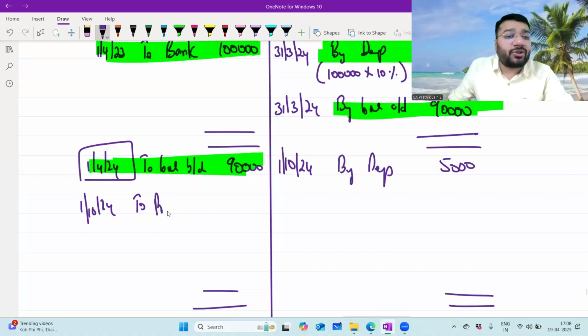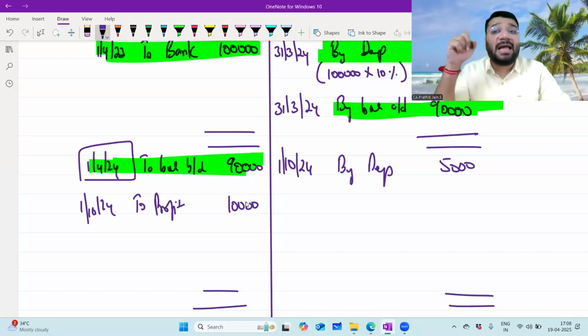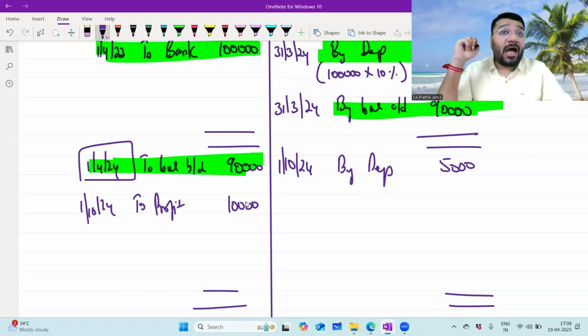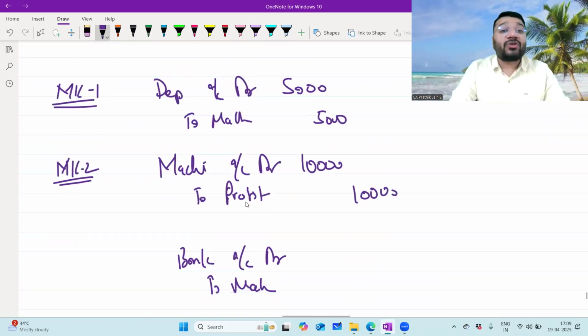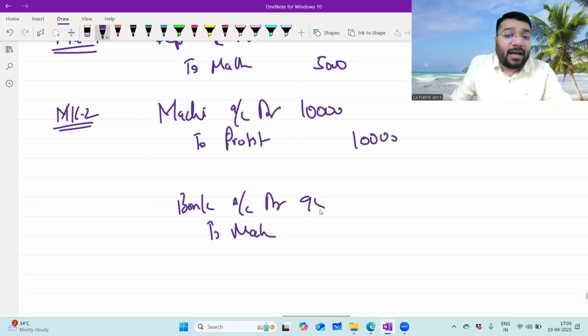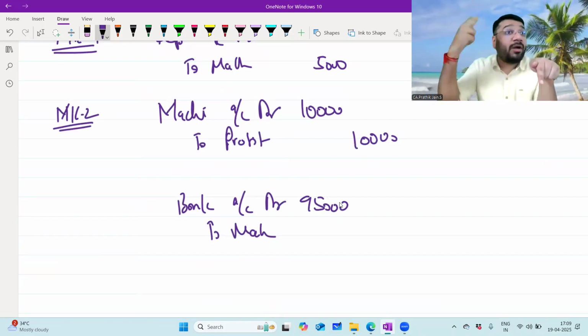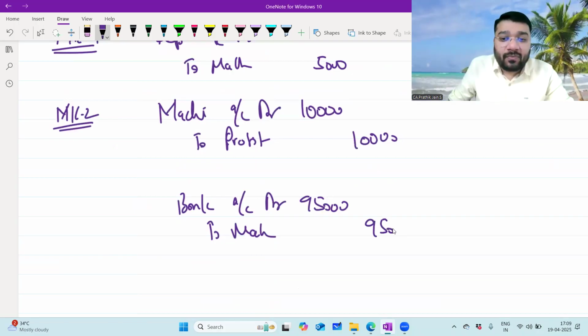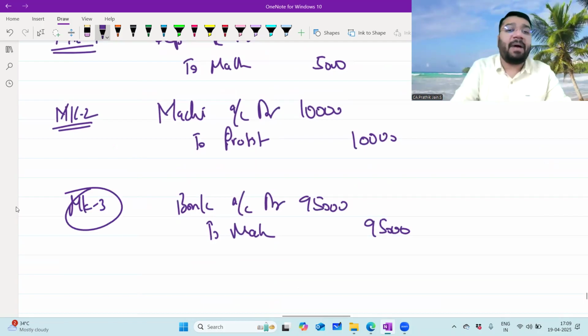To profit, how much? 10,000. Now please tell me, after this entry, what is the value of the asset in my book? So 90 plus 10 is 1 lakh. 1 lakh minus 5,000 is 95,000. Now the value of the asset in your book is 95,000, and the person who is going to pay this money also says 95,000. Both the values are the same. Now we can pass the sale entry. So 95,000 worth of money is coming inside, and 95,000 worth of asset is going outside. Credit what goes out. So to bank 95,000. This is entry 3.